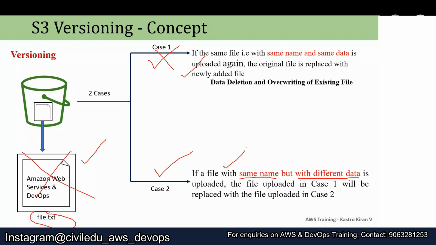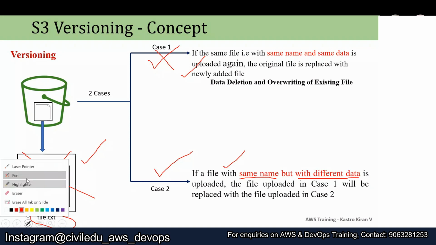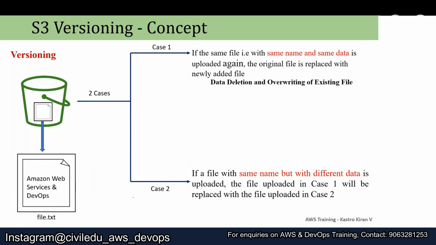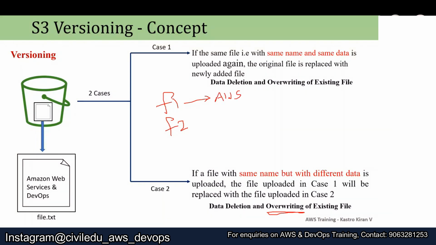Now, what is the problem with this case? The problem is that data deletion is happening. Whatever the existing file that is available is getting overwritten. Now, do we need this in this case? Suppose, let's say I want to upload two files. Let's say I'll call the first file file one and the second file file two. In the first file, let's say I have kept the content as AWS.